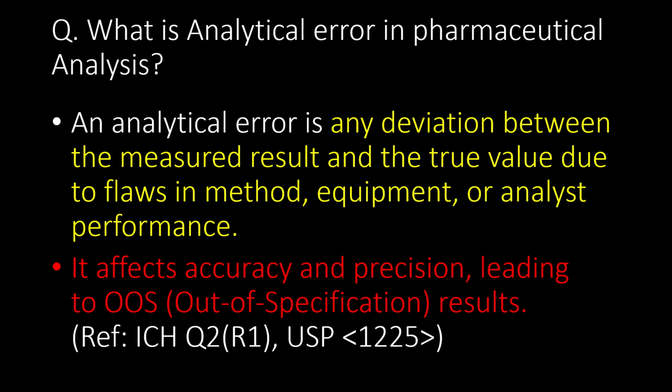Very basic and important question. What is analytical error in the pharmaceutical analysis? An analytical error is any deviation between the measured result and the true value due to flaw in method, equipment, or analyst performance. It affects accuracy and precision, leading to OOS, that is out of specification results. Reference ICH Q2 R1 and USP chapter number 1225.